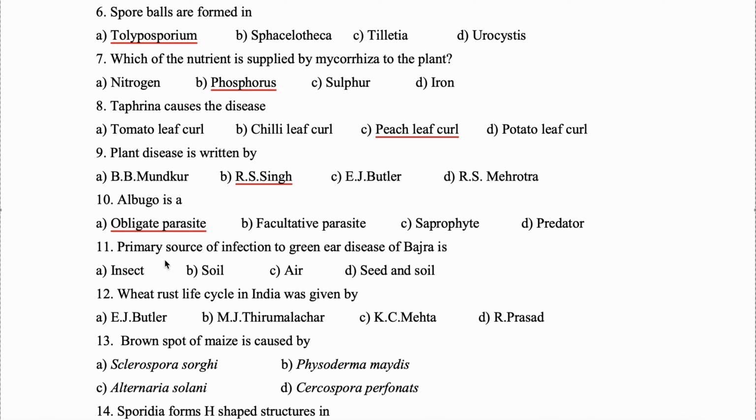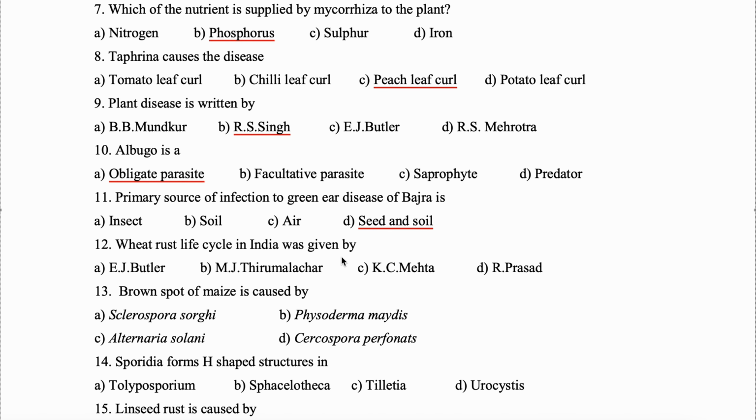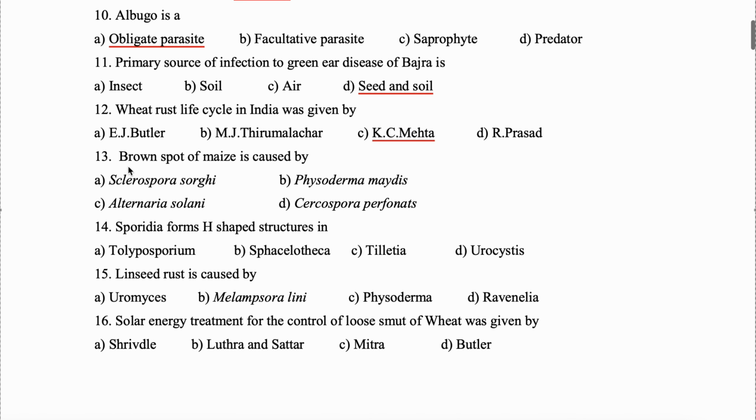Next question. Primary source of infection to green ear disease of bajra, that is both seed and soil. Question 12. Wheat rust life cycle in India was given by K.C. Mehta.